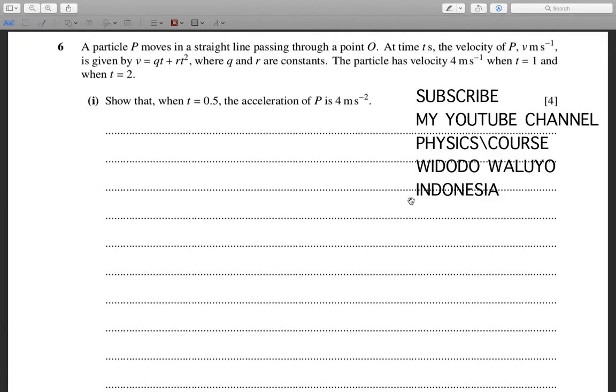Okay, let me start with number 6. A particle P moves in a straight line passing through a point O at time t seconds. The velocity of P, v meters per second, is given by v = qt + rt squared, where q and r are constants. The particle has a velocity of 4 meters per second when t equals 1 and when t equals 2. Question 1: show that when t is 0.5, the acceleration of P is 4 meters per second squared.